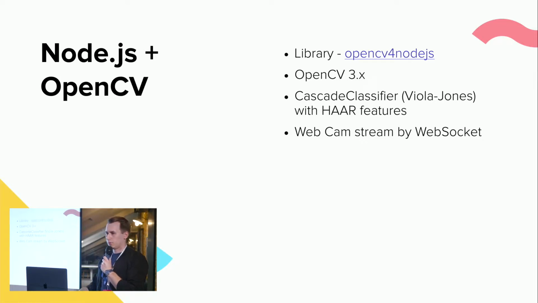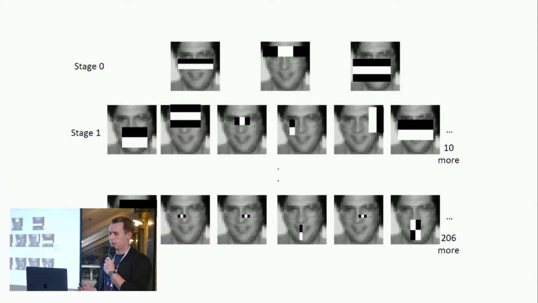To detect a face, we can use a Cascade classifier, which is a renamed Viola-Jones classifier, known from the previous version of OpenCV. And this classifier uses Haar features, which I will talk about a bit later. And also, to get the image to detect the face in our webcam stream, we can stream it by WebSockets. But before that, let's talk about Haar features.